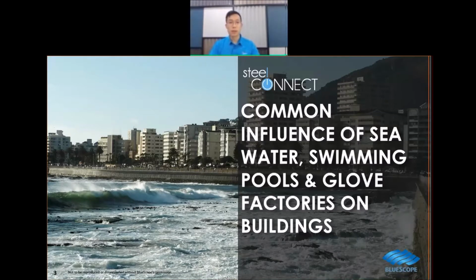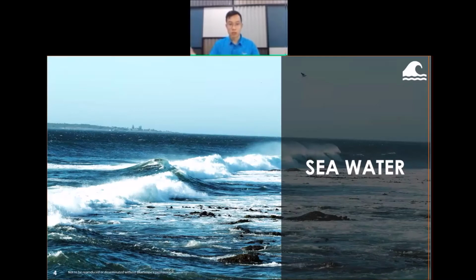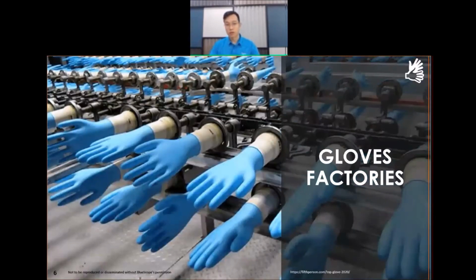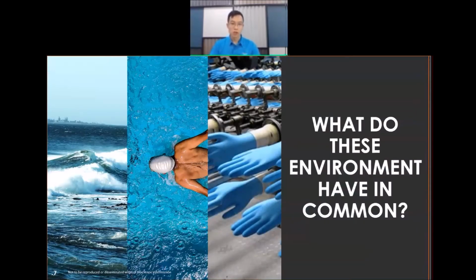Today's topic will be about common influence of seawater, swimming pool, and glove factories on buildings. So, of course, it will cover seawater, that means ocean, swimming pool, what goes into the water, as well as one of the processes of the glove factories. So what do you think all these have in common, right?